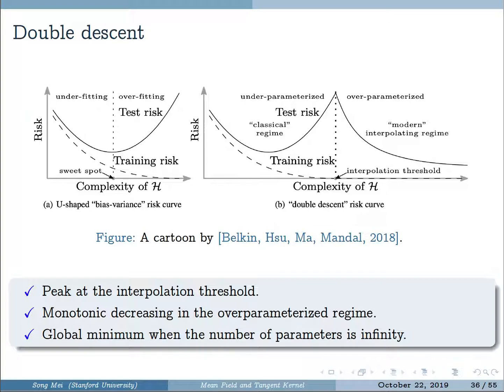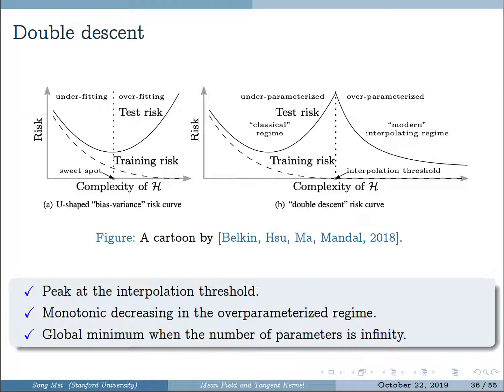And finally, if you increase the model complexity and it goes to infinity, then you will find the global minimum of the test error appears in the highly over-parameterized regime. So these are the features of this double descent curve.